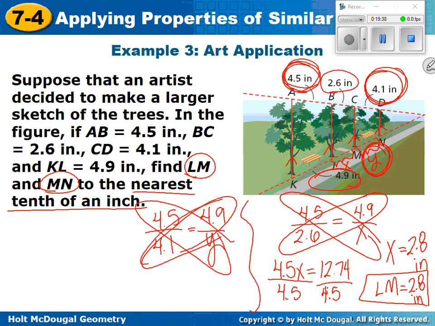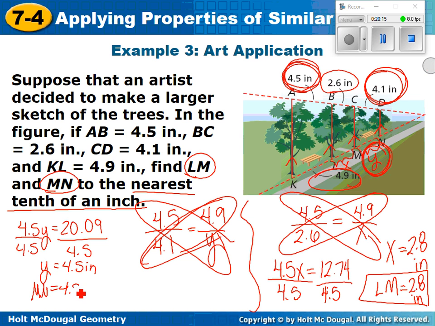And now we're getting really good at this cross multiplying part. So 4.5y is equal to what? And what do you get? 20.09. And then we're going to divide by 4.5. And what do we end up with for y? Okay, and so it said nearest tenth of an inch, so 4.4 something, it's going to round to 4.5 inches. And that is our value for MN, right? Questions?